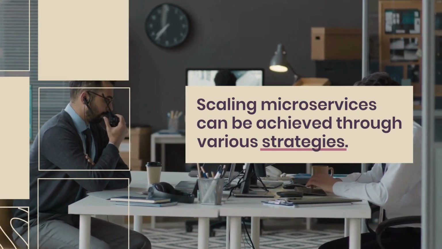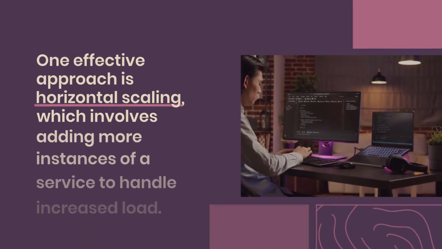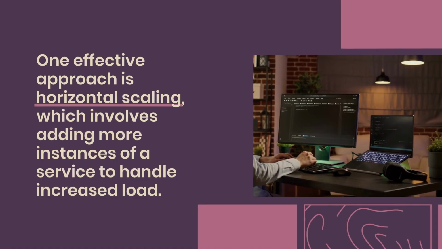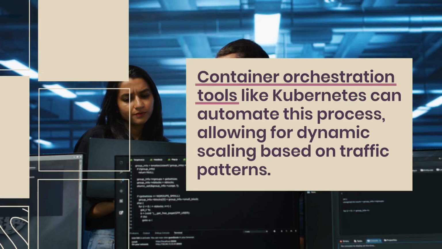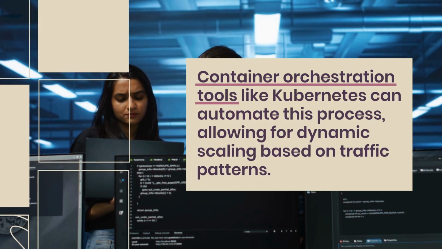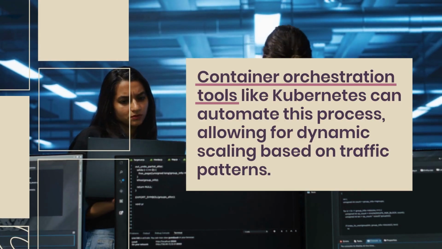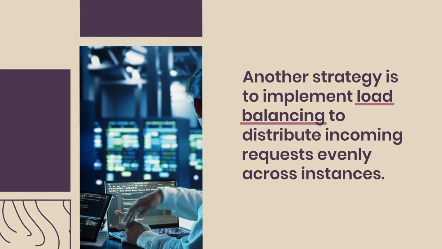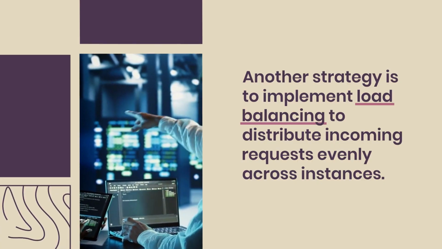Scaling microservices can be achieved through various strategies. One effective approach is horizontal scaling, which involves adding more instances of a service to handle increased load. Container orchestration tools like Kubernetes can automate this process, allowing for dynamic scaling based on traffic patterns. Another strategy is to implement load balancing to distribute incoming requests evenly across instances.